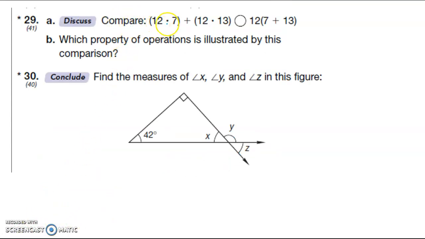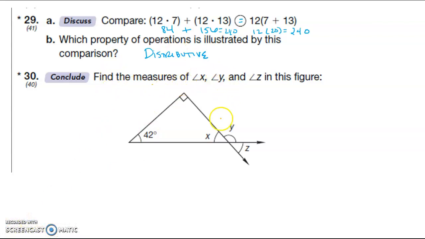Okay, compare 12 times 7 plus 12 times 13. These are going to be the same because it's the distributive property, but what we can do is multiply it out. 12 times 7 is 84 plus 12 times 13, 156. And then here I have 12 times 20, which is going to be 240. So let me add this up over here, 156 plus 84, and I get 240. So this is equal, and the property is distributive.